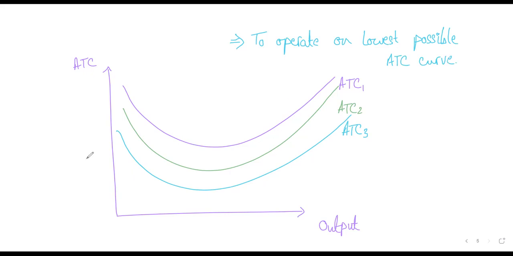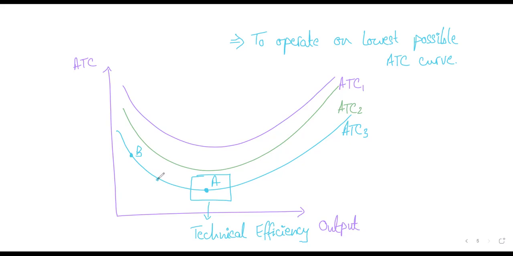Another thing a lot of students get confused about is that they think you have to operate only at this point to be productively efficient. So they choose the lowest point of the lowest possible ATC curve and say that this is productively efficient. No, this point A is known as technical efficiency. If you're operating at this point, obviously that is even better. But even if you're not operating at the lowest point of the lowest possible ATC curve, that's perfectly fine as long as you are operating on the lowest possible curve.